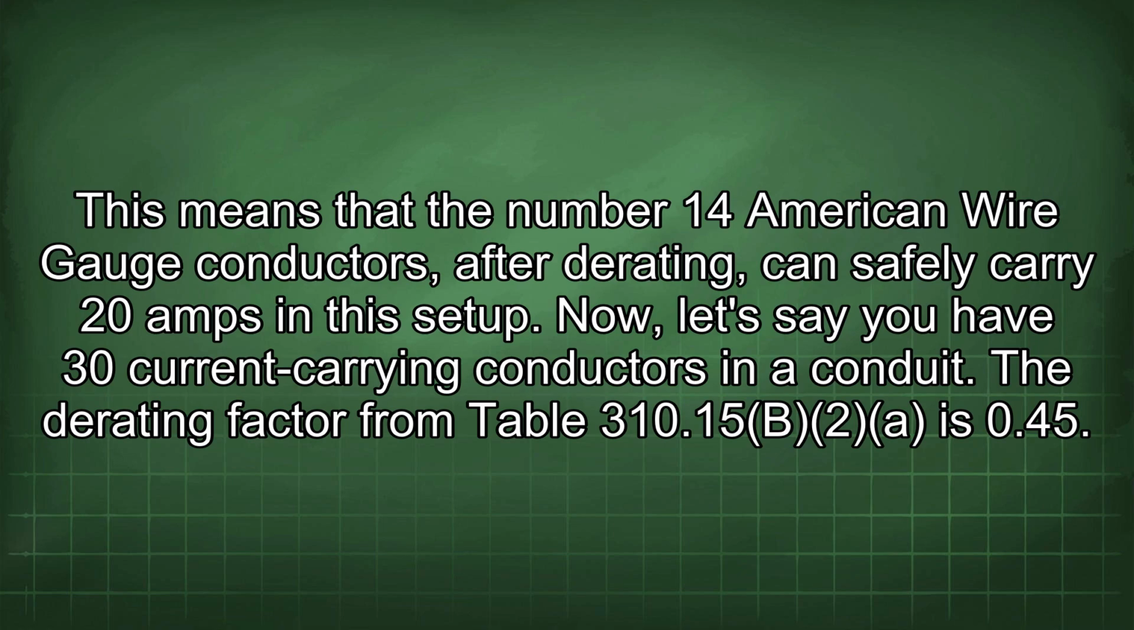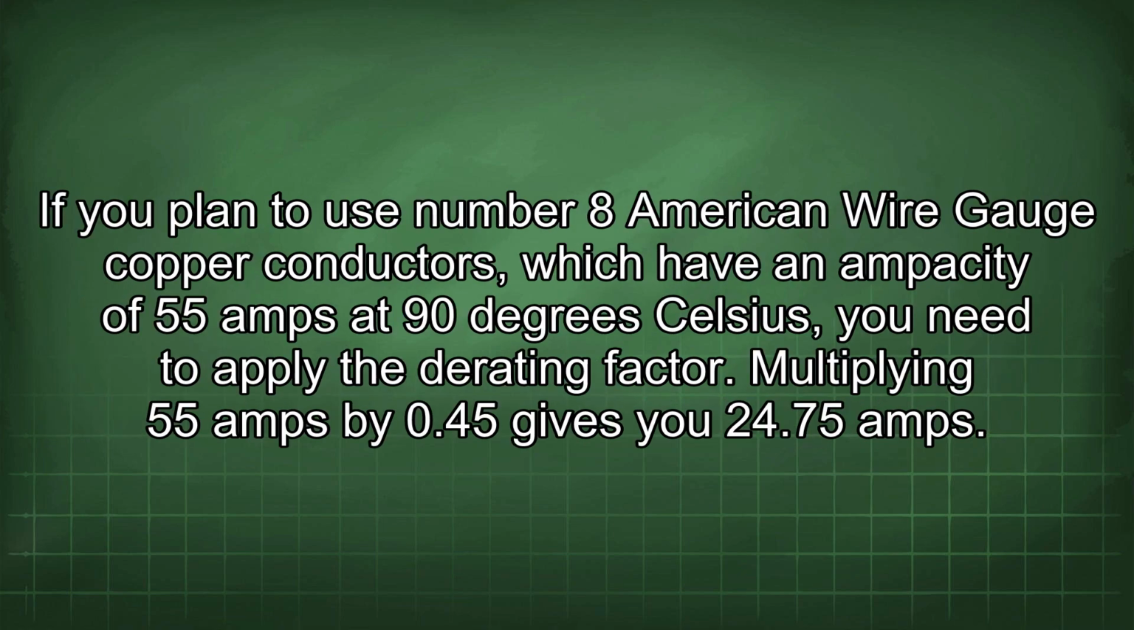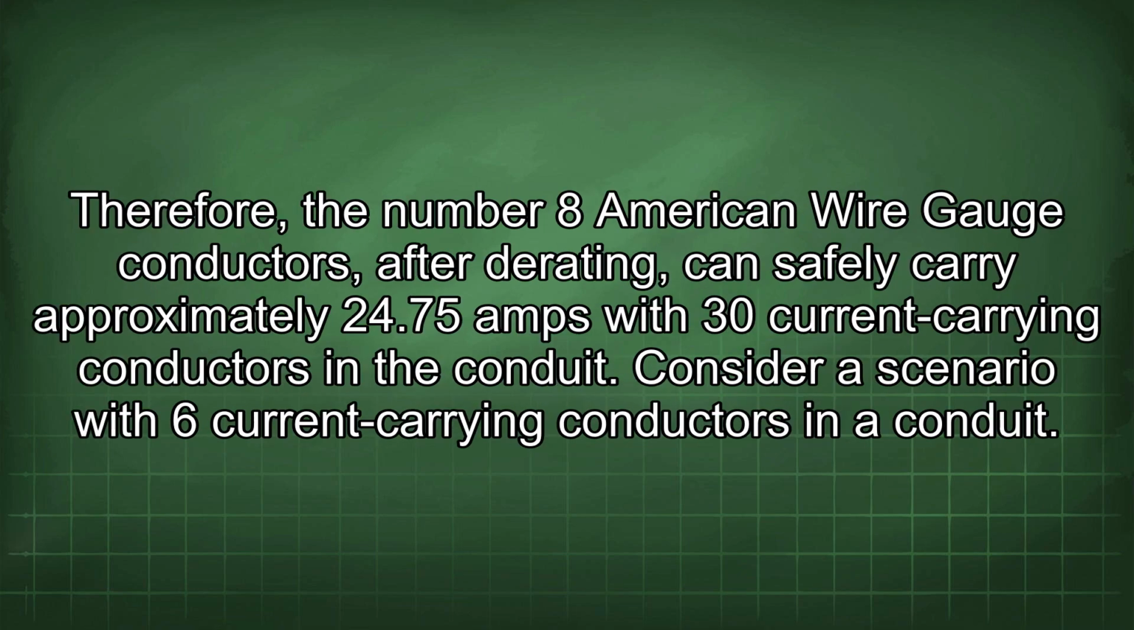Now, let's say you have 30 current-carrying conductors in a conduit. The derating factor from Table 310.15(B)(2) is 0.45. If you plan to use number 8 American wire gauge copper conductors, which have an ampacity of 55 amps at 90 degrees Celsius, you need to apply the derating factor. Multiplying 55 amps by 0.45 gives you 24.75 amps. Therefore, the number 8 American wire gauge conductors after derating can safely carry approximately 24.75 amps with 30 current-carrying conductors in the conduit.